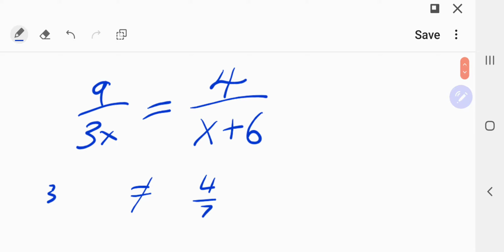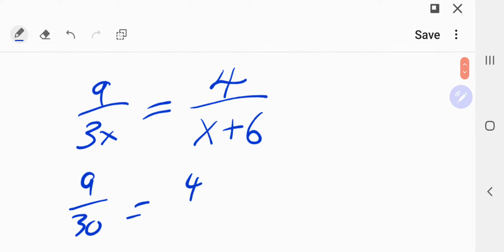Next guess. Let's try 10. 9 over 30 equals 4 over 16. Oh, we're getting closer here. Well, anyway, I don't want to guess. Let's just find out using algebra.